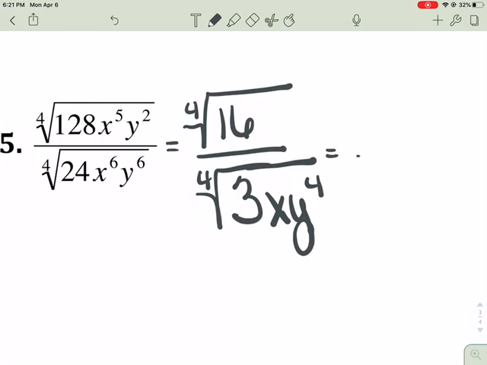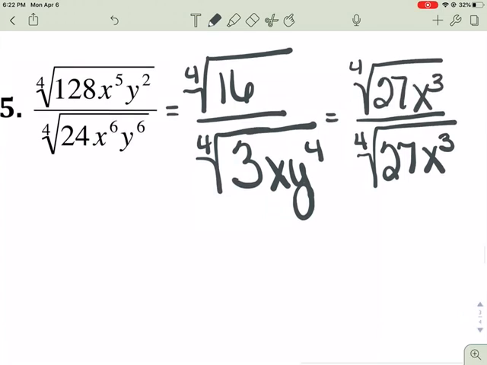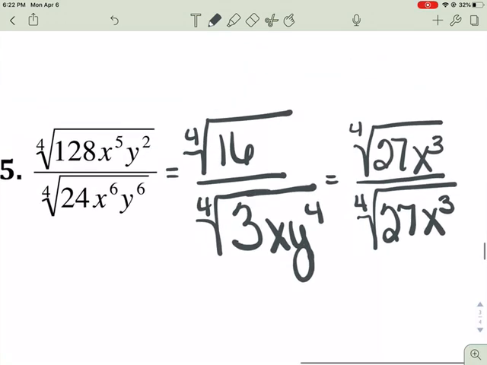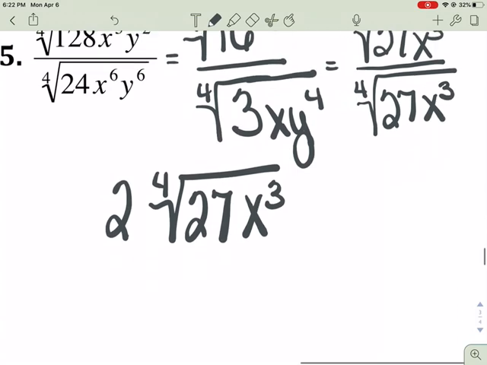But I do need to multiply. What am I going to multiply 3 by to make it a perfect 4th? Well, I need 3 more 3's. So that's going to be 27. And I need 3 more x's. Okay, multiply straight across. Oh, we can even simplify 16 too. Let's take this 16 and make it a 2. Make our lives easier there. So 2 times the 4th root of 27x cubed in the numerator.